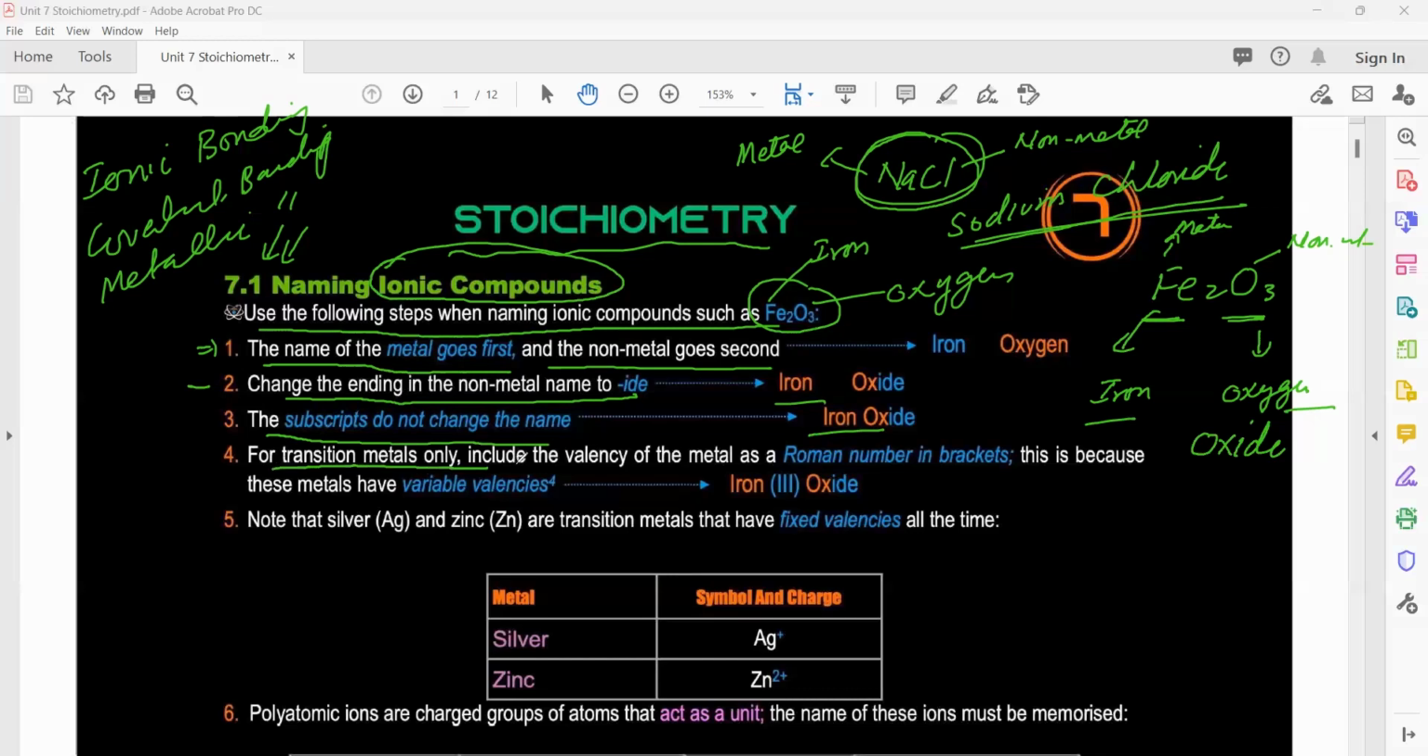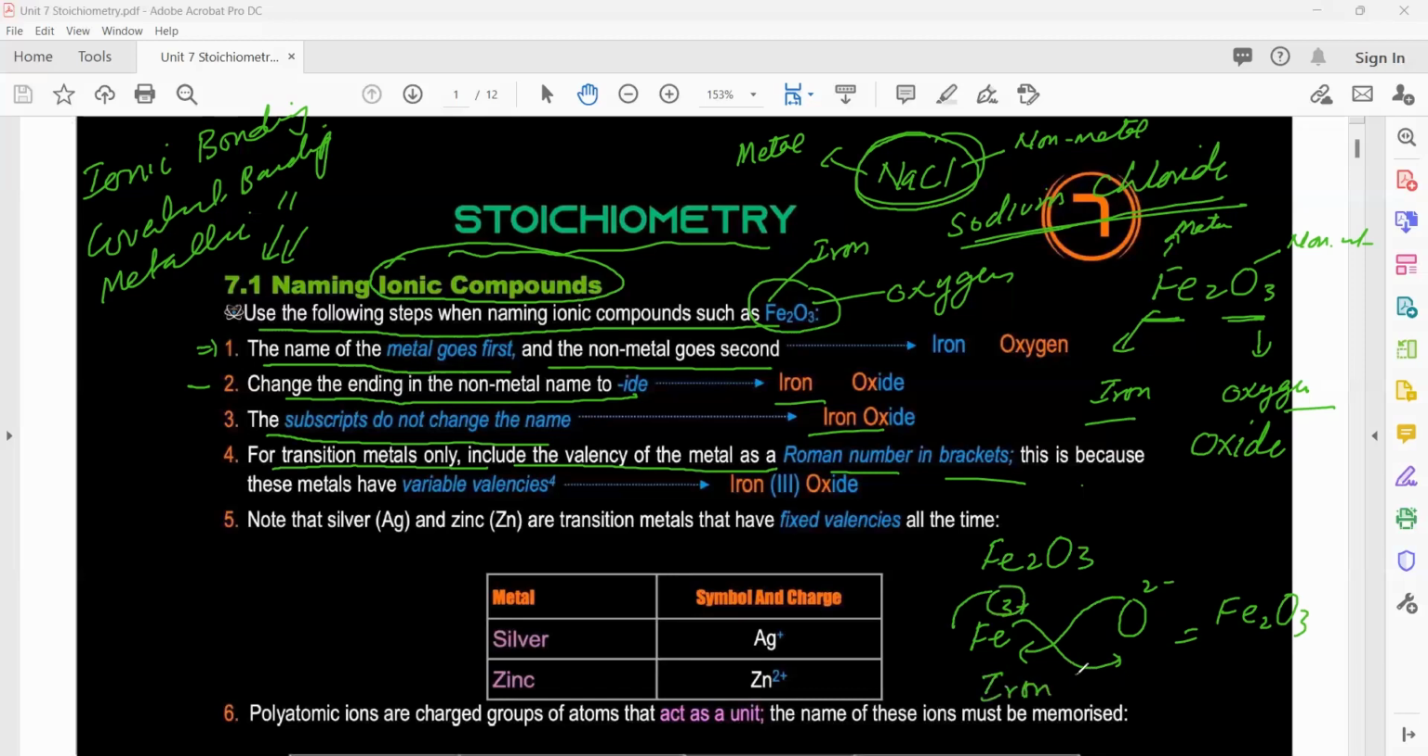For the transition metals, include the valency of the metal as a Roman numeral in brackets. What is that? For example, this one we have Fe2O3. Here the valency of iron is 3 plus and the valency of oxygen you know is 2 minus. When you make a formula, the valency of this comes here and the valency of this comes here. Then you get the formula Fe2O3. So if the iron has valency 3, you can write in the name iron, and its valency you will write as 3 in Roman numerals. It's Roman counting: this is 1, 2, 3, 4, 5, 6, 7, 8, 9, 10.